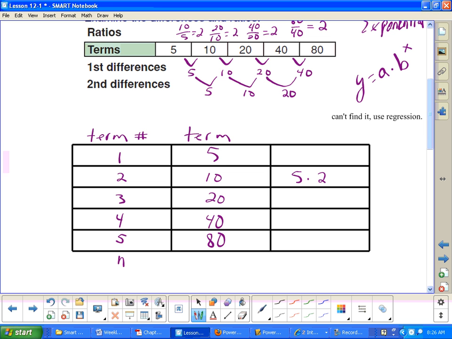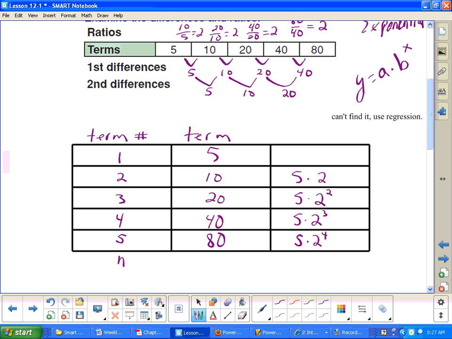How about to get from 5 to 20? Okay, we multiply by 4, right? But multiplying by 4 is the same as multiplying by 2 twice, right? So this would be 5 times 2 to the second power, because all I did is multiply by 2 one more time, didn't I? To get from 20 to 40, we multiply by 2 again, right? So that means this would be 5 times 2 to the third power. And then 5 times 2 to the fourth power to get 80. So basically, we just keep multiplying by 2, don't we?